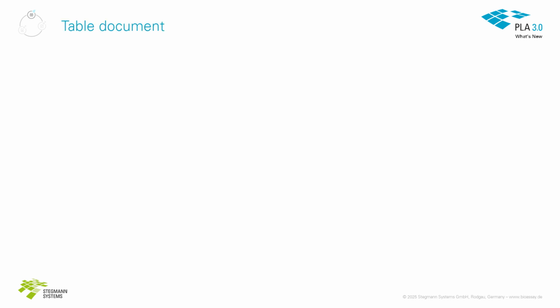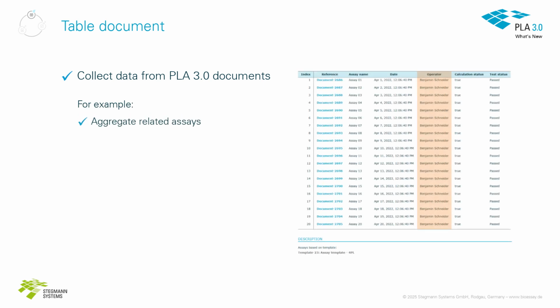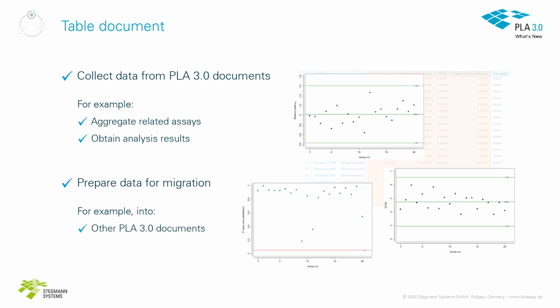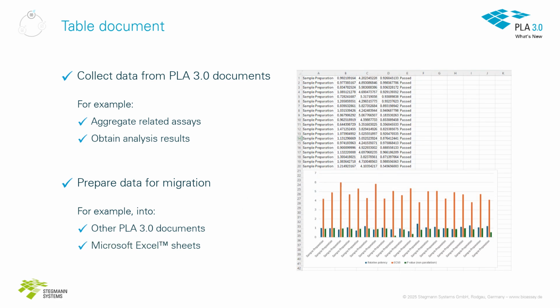The table document allows you to collect specific data from other PLA 3 documents. For example, aggregate assays that were performed by the same operator, or for the same project. Or obtain certain results like the potency values, or suitability criteria from your assay runs. You can also prepare data for migration into other documents, like control charts. Or export the table with a single click into Excel for further use.